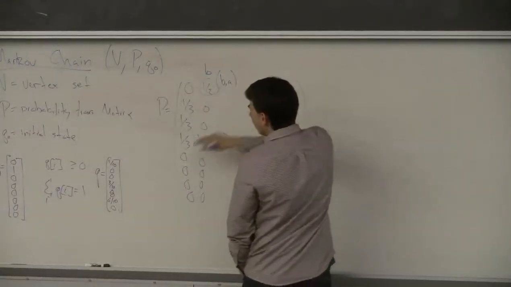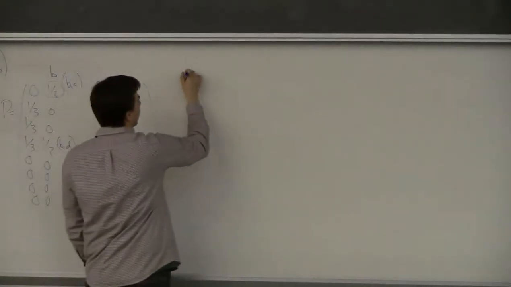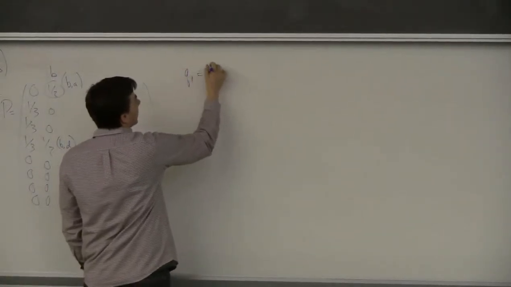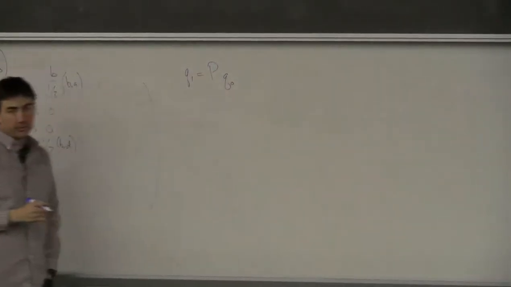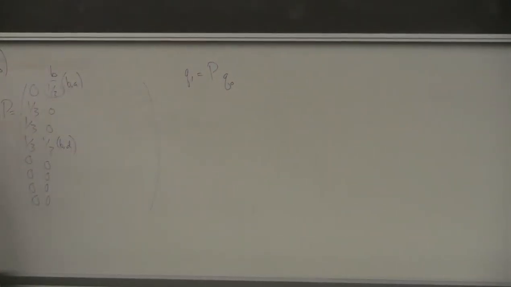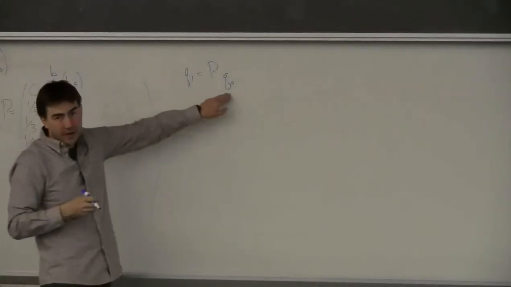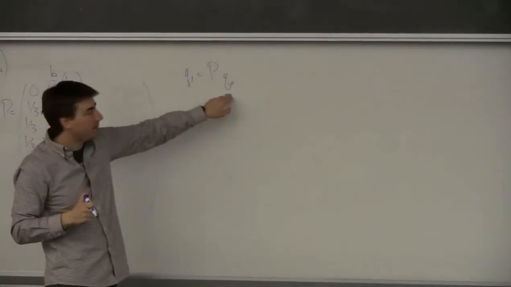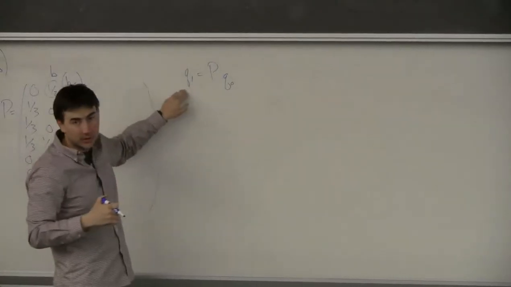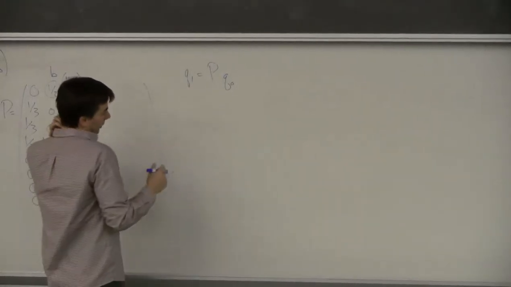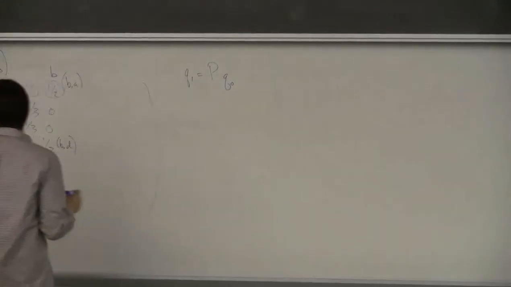So if I start out with Q0 being here, then I can say that state Q1 is the probability transition matrix times Q0. So I can take my state represented as a vector of probabilities of where I might be, and I just multiply it by this matrix, and I end up getting the state Q1. Okay, so let's see what happens when I do that.